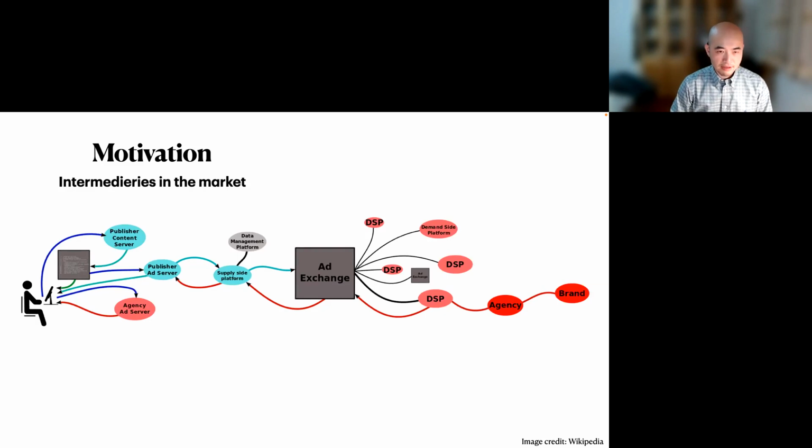But that's a very simplified scheme. In reality, the market is much more complicated and involves many more other players. For example, there are the so-called DSPs, the demand-side platforms. Those are the platforms that stand between the ad exchange and the advertising agency. Typically, each DSP serves a number of advertisers. They collect their information, sign contracts, and bid on their behalf to the ad exchange.